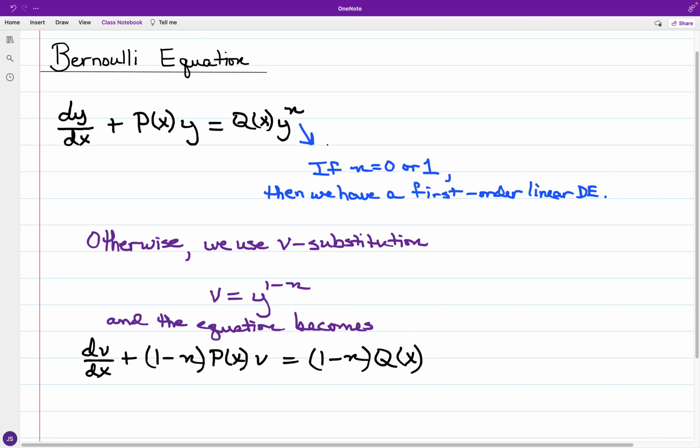And what we have with the Bernoulli equation is the translation in terms of the variable v. This will become dv over dx plus the quantity of 1 minus n times p of x times v is equal to the quantity 1 minus n times q of x. And we will look at a sample of a first order linear differential equation and a case where we have a nonlinear Bernoulli equation.